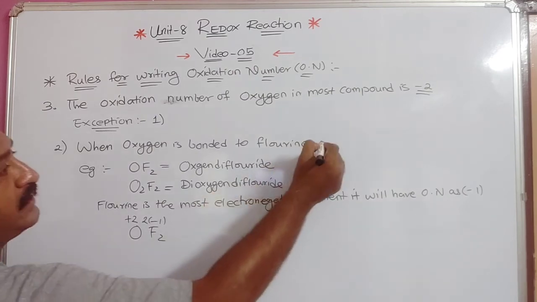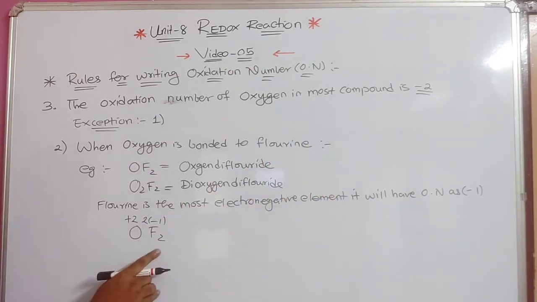Understood? So this is another exception. Fluorine is electronegative, oxygen is also electronegative, but fluorine is more electronegative than oxygen. So in this case, fluorine will have its -1, and at that time oxygen will have +2.